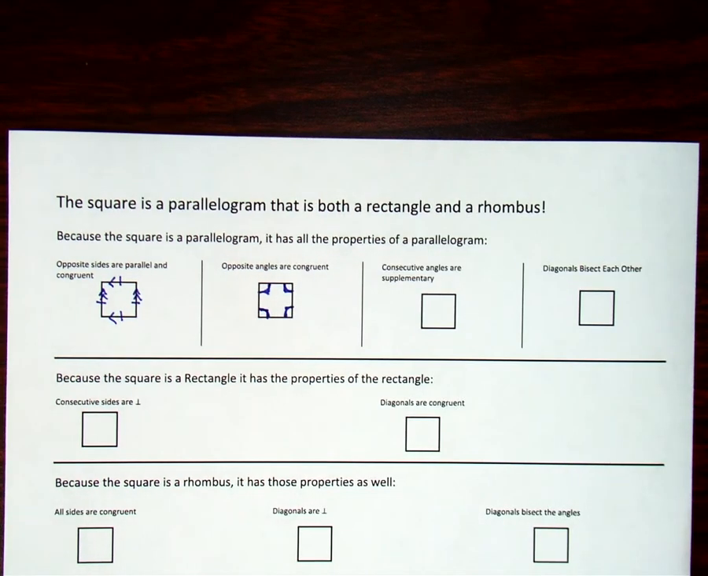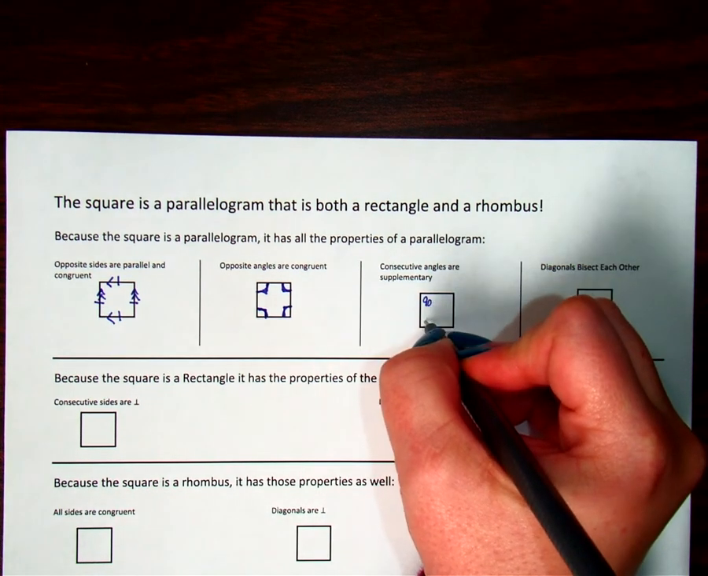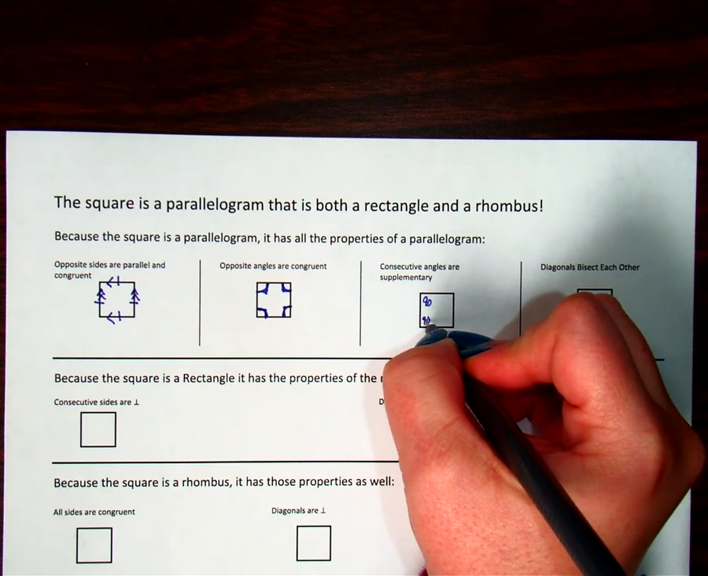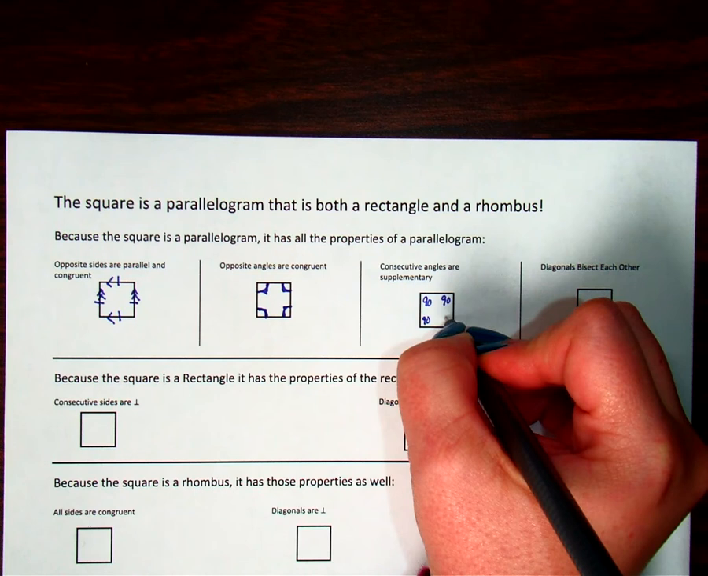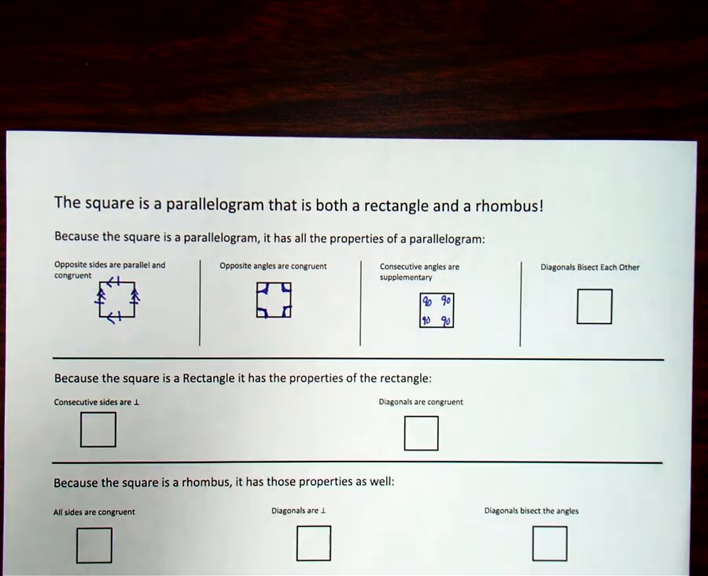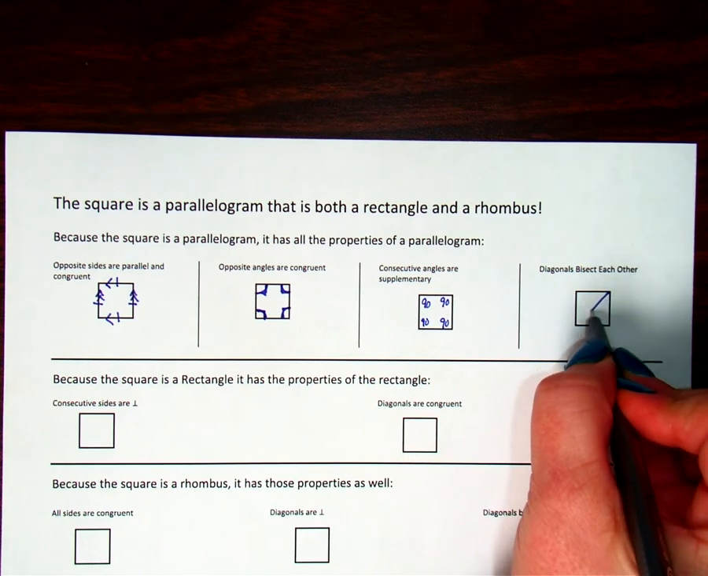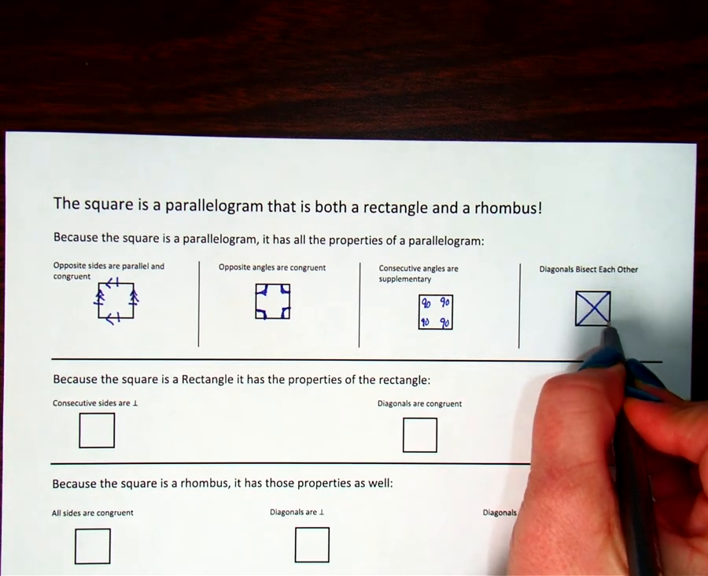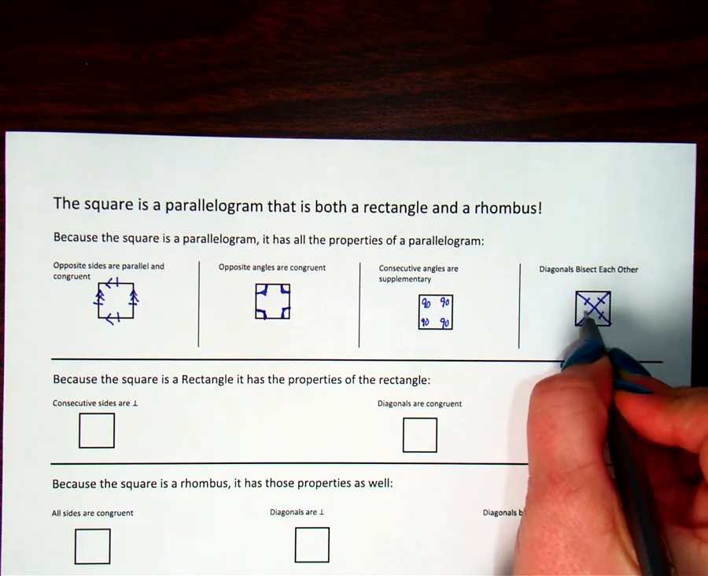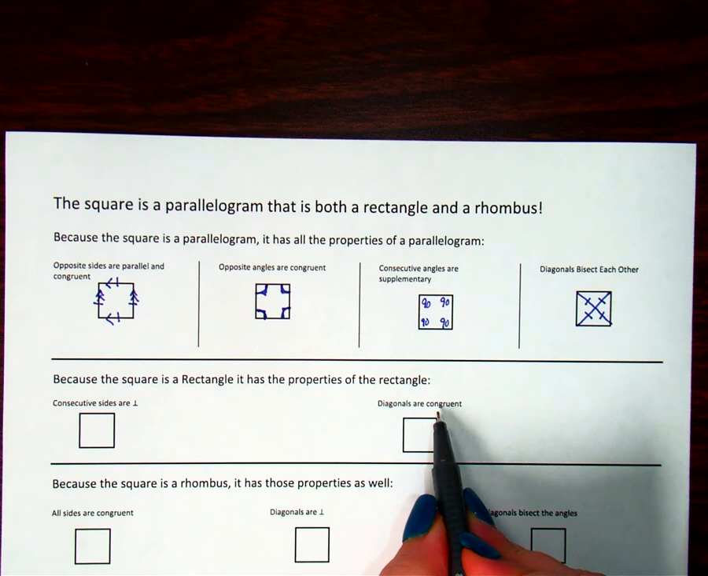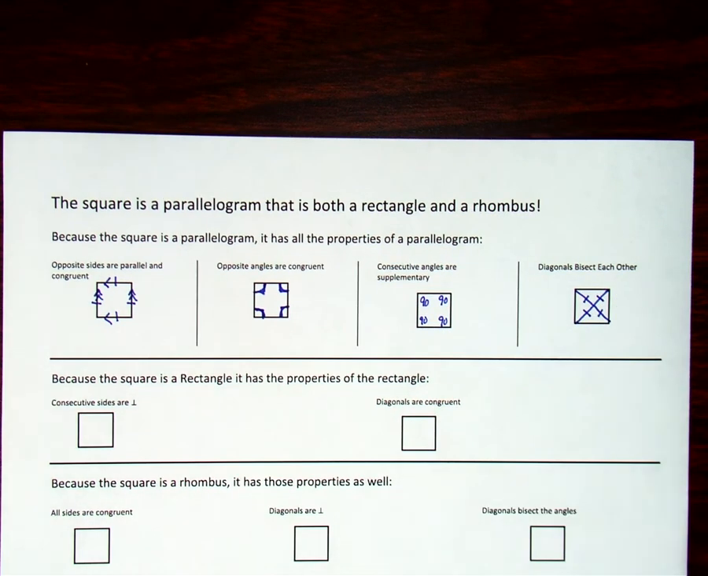Okay. Consecutive angles are supplementary. Well, that makes sense, right? Because if this is 90, this is 90. Those are 180. And then 90 and 90, 180, and so on around. And the diagonals bisect each other. So I know that these two are cut into two equal pieces, and this one is cut into two equal pieces. And thinking ahead to my rectangles, I know my diagonals are going to be congruent, so actually all four of those will be equal.